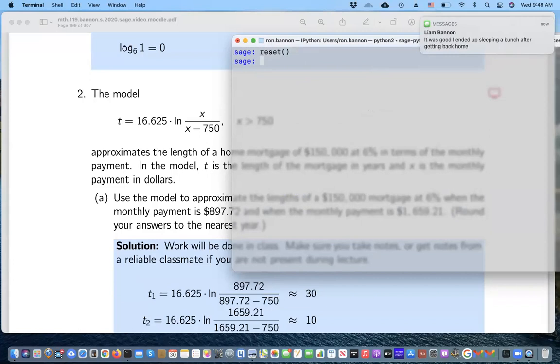Let's take a look. So f of x, that's what t is, right? I'm sorry about that. Equals 16.625 star natural log x divided by x minus 750.